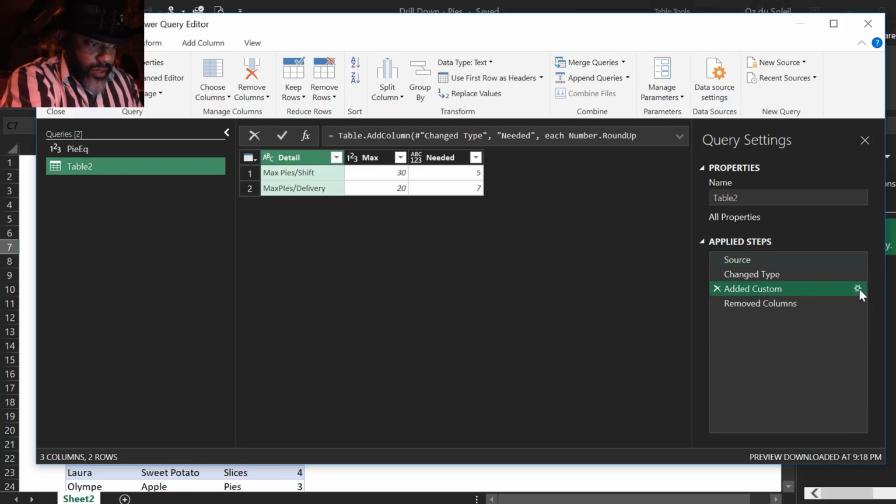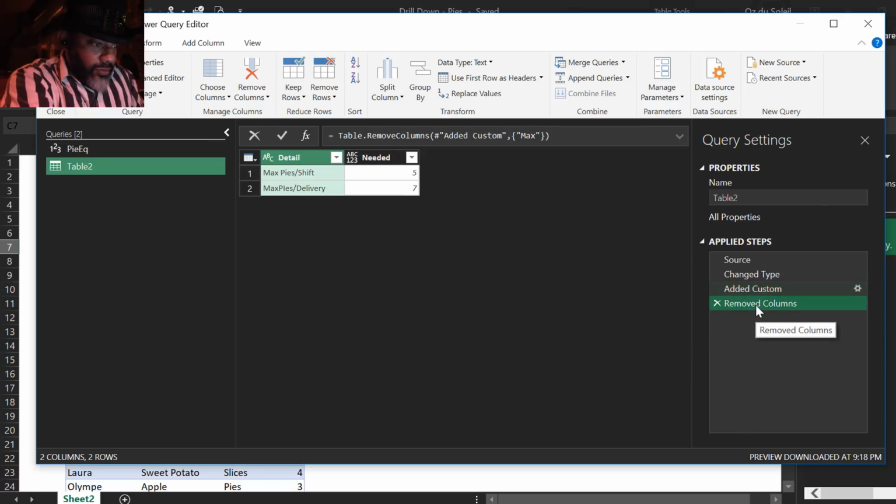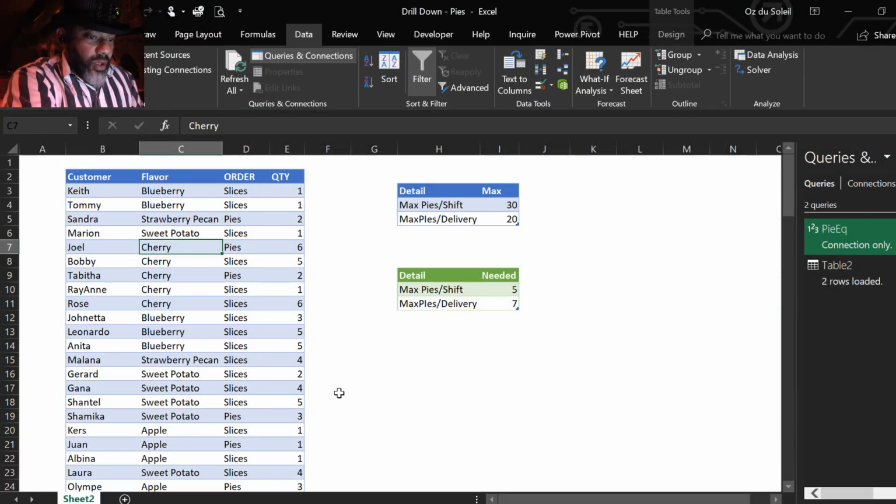I add a custom column. This is where we take the pie equivalent, divide that by the maximum to tell us, say, how many shifts we need. Then I remove the columns. And that's what tells us we have 5 shifts that we need and 7 deliveries. Close this. All right, so now I'm going to add some new orders.